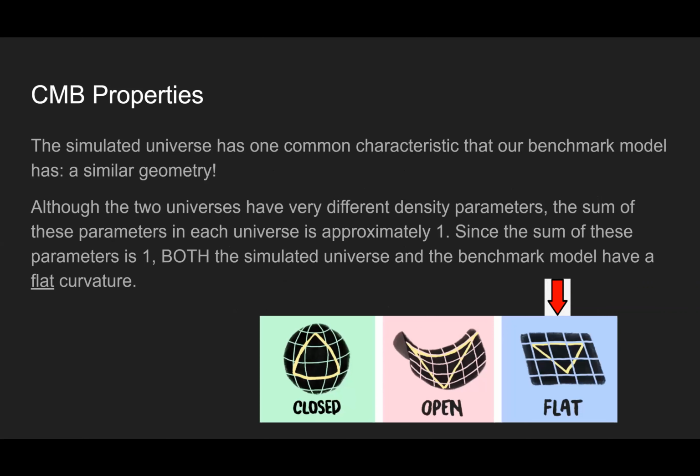So the simulated universe has one common characteristic that our benchmark model has, and that is a similar geometry. Although the two universes have very different density parameters, the sum of these parameters in each universe adds up to about 1. And since the sum of these parameters is 1 for both universes, both the simulated universe and the benchmark model have a flat curvature.